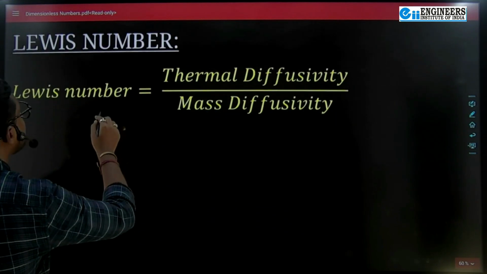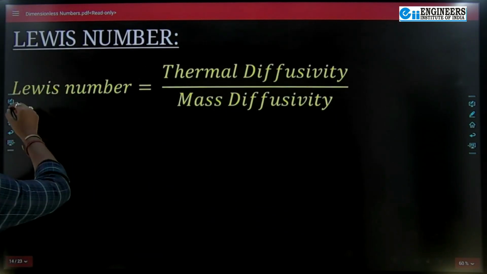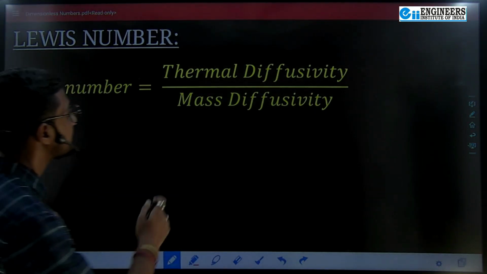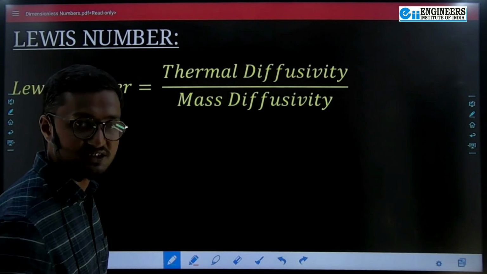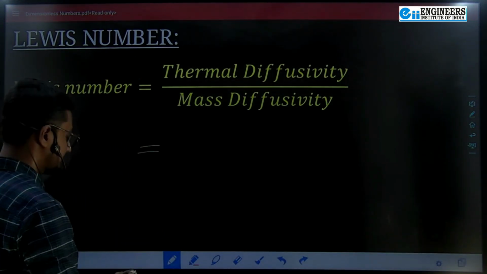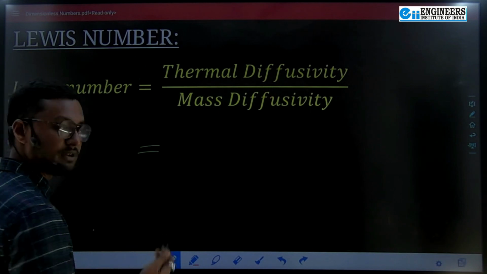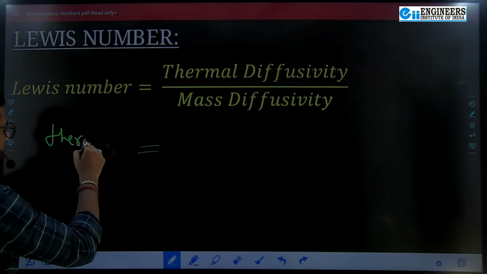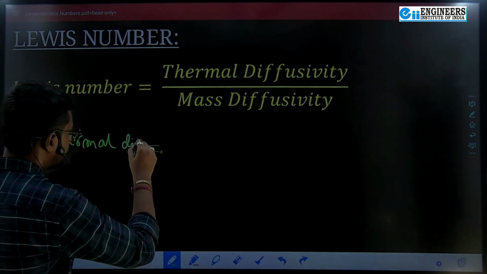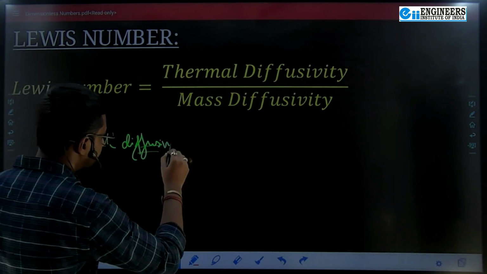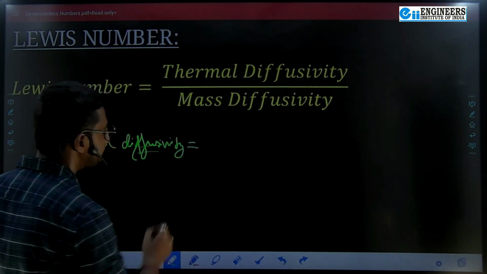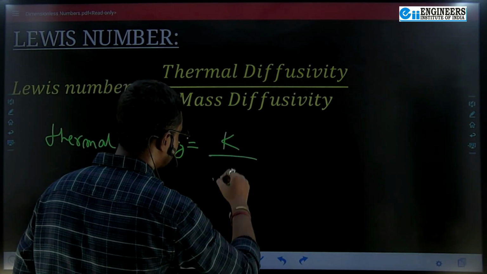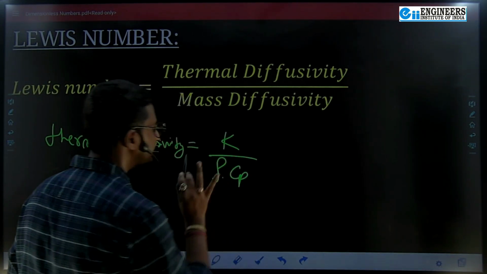I think it's the Lewis number. So what is the Lewis number? By definition, the Lewis number is defined as thermal diffusivity divided by mass diffusivity. Thermal diffusivity means alpha. Let me write it. So thermal diffusivity is generally defined as alpha. What is alpha? It is thermal conductivity divided by rho into Cp, that is, heat capacity.